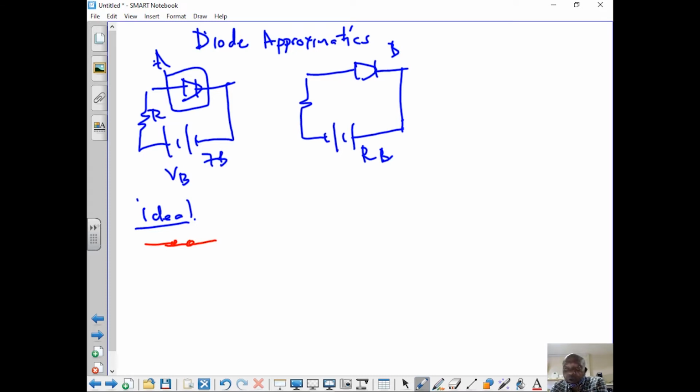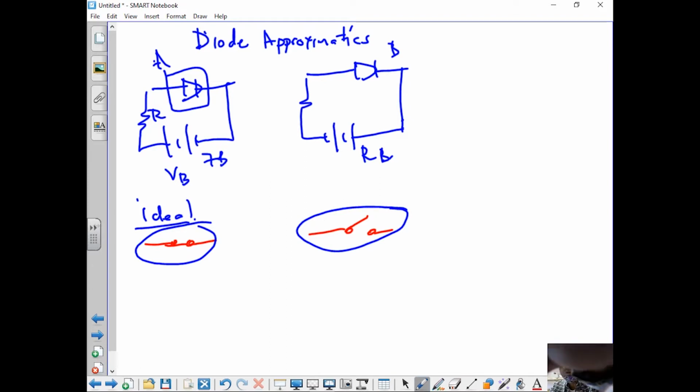But look at this one. This one, we see it as an off switch, circuit B, because negative is connected to the anode and positive is connected to the cathode. Circuit A, if we were to draw it, this is the equivalent of the diode.